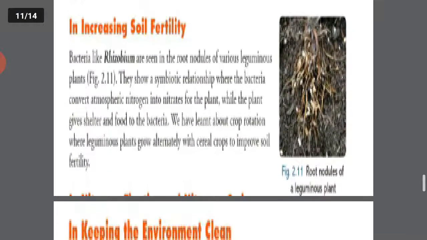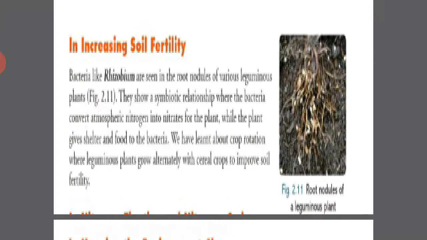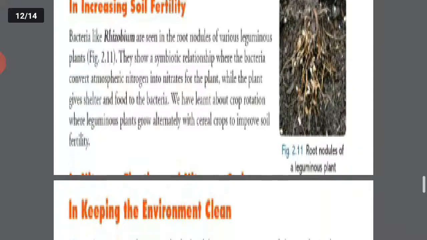Increasing soil fertility: we all know that with continuous crop cultivation, the soil will become deficient in nitrogen. So there are some bacteria called rhizobium. They will transform the atmospheric nitrogen into a soluble form of nitrogen, and then it can be used by the plants through its roots, through water also.